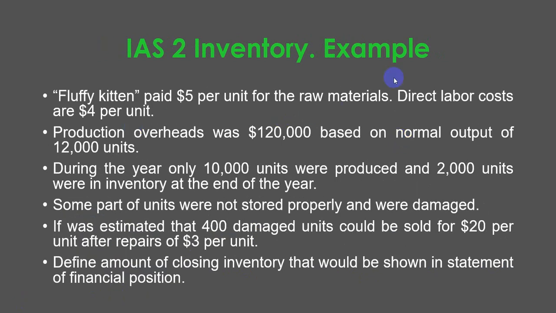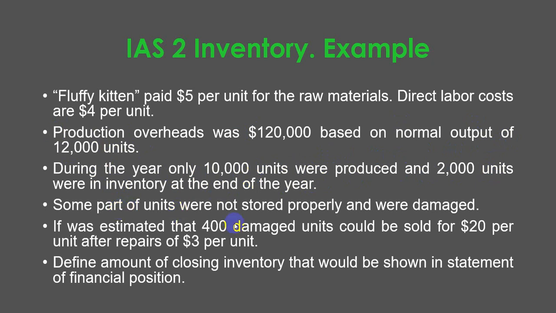So let's look through a simple example. Fluffy Kitten, our entity, paid $5 per unit for the raw materials, and direct labor costs are $4 per unit. So production overheads were $120,000 based on normal output of 12,000 units. During the year, only 10,000 units were produced and 2,000 units were in inventory at the end of the year.